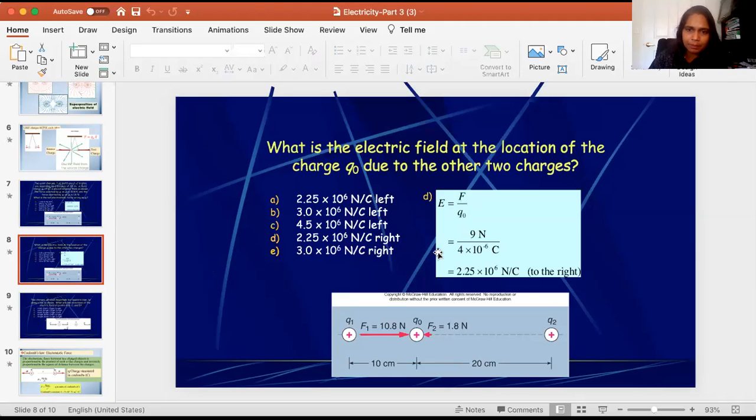Micro means 10 to the power of minus 6. Since it says 4, I just multiplied right here by 4. That's it. It's 9 divided by 4. When I plug this part in, I'll just put 4 instead of 1. Yeah, it is 4, because 4 microcoulombs is the value.